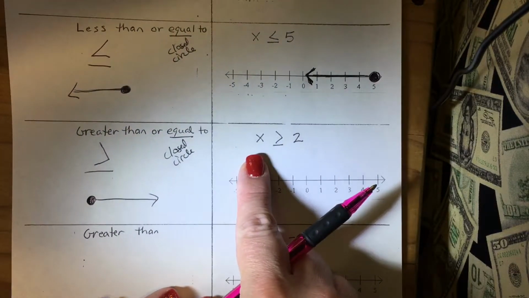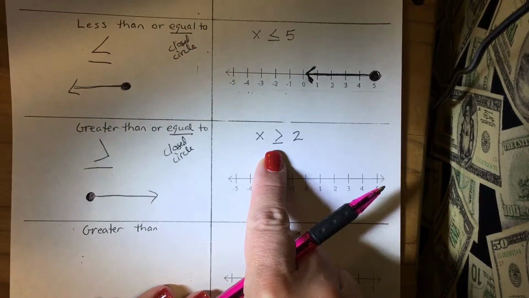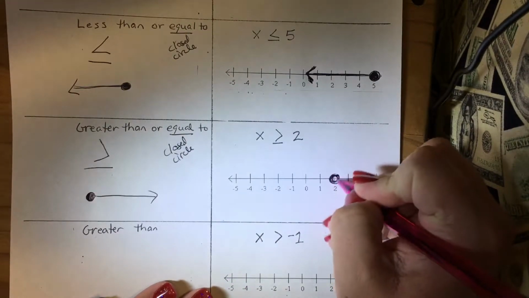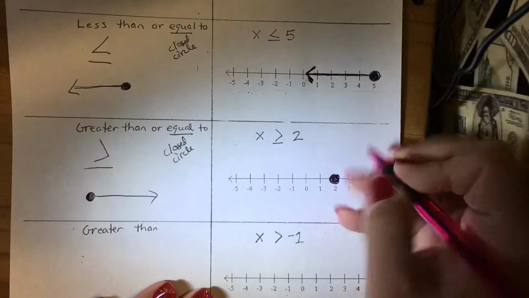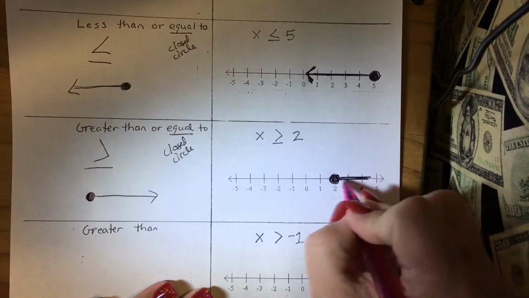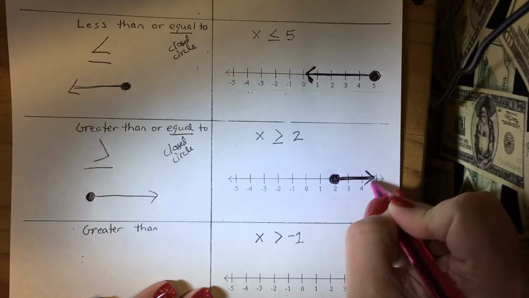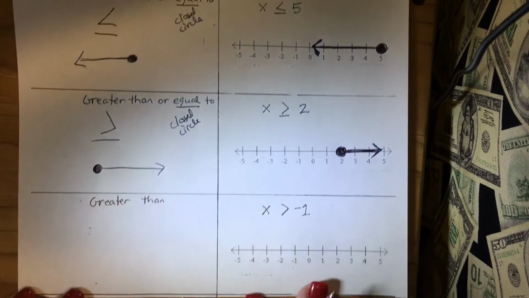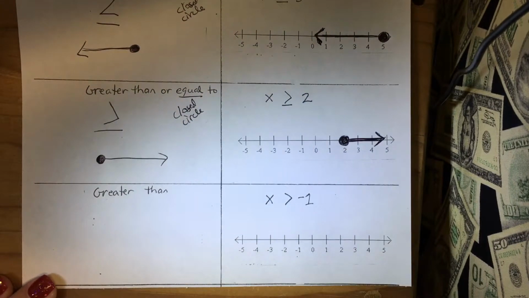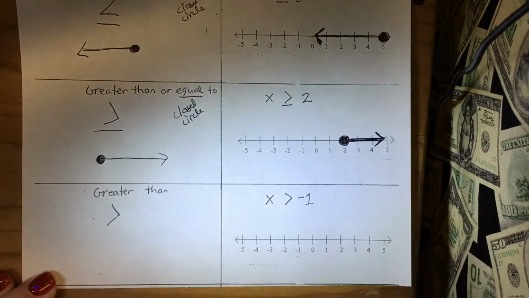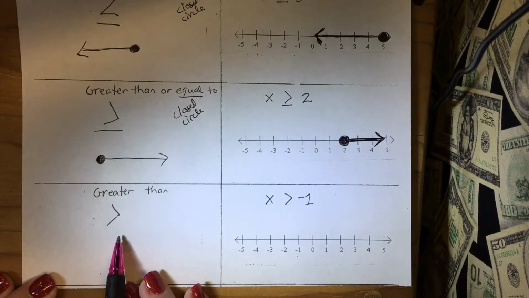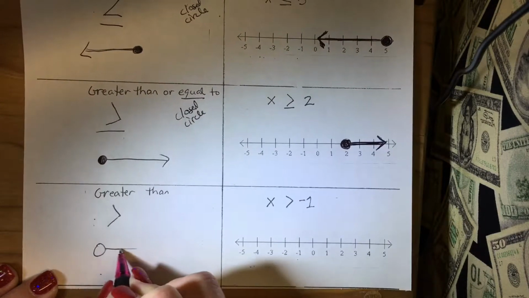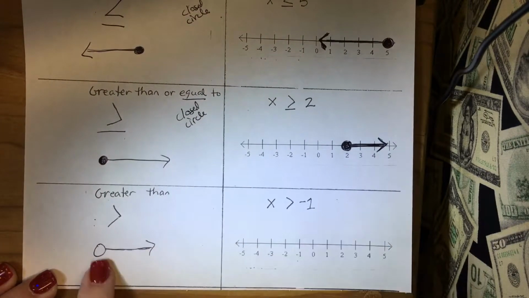So in our example, we have x is greater than or equal to 2. So on 2, we close in the circle because our answer could be 2 or anything bigger than 2. So we shade this in to the right and we put our arrow showing that it keeps going on forever. Okay, greater than is this symbol. Greater than, it doesn't say equal to, so it's going to be an open circle and it's going to the right because that's all of the values greater than whatever this number is.